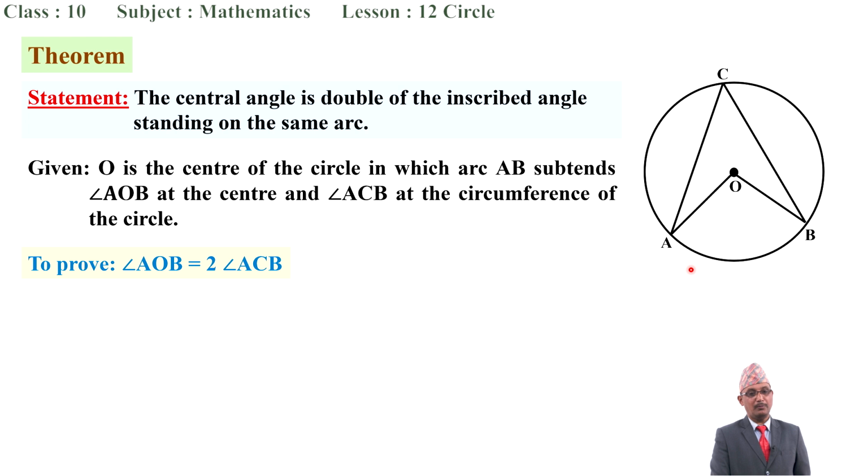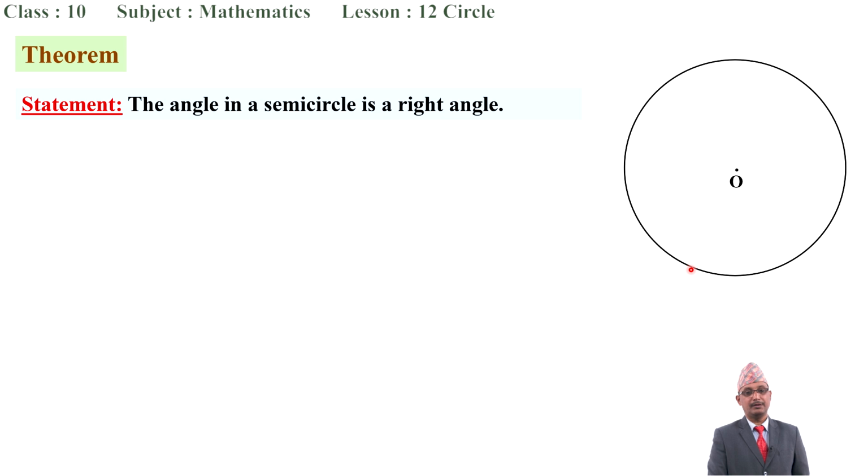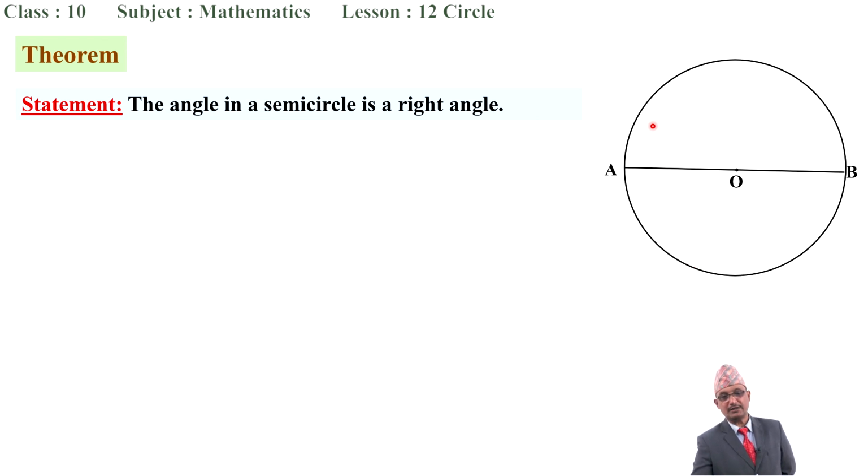Similarly, the next theorem we discussed: the angle in a semicircle is a right angle. Right angle means an angle of 90 degrees. Firstly we draw a circle and a semicircle. The diameter divides the circle into two semicircles, so to get semicircles, we draw a diameter. Suppose the name of the diameter is AB. Now we see 2 semicircles: the upper one above the diameter AB is one semicircle and below the diameter AB is another semicircle.